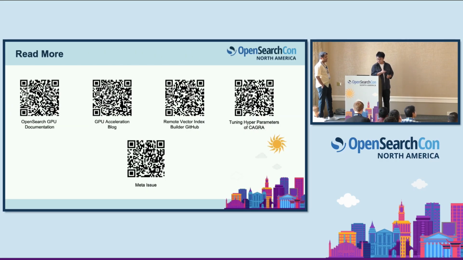So the next slide is just some more QR codes about everything that we've talked about. If you want to read more about the official documentation on all these settings, there are some more expert settings there that I didn't mention here. We have the original performance blog up there. And then we actually have the remote vector index builder GitHub repository, which is what builds those three images I just talked about. If you have any ideas for contributions, please take a look.